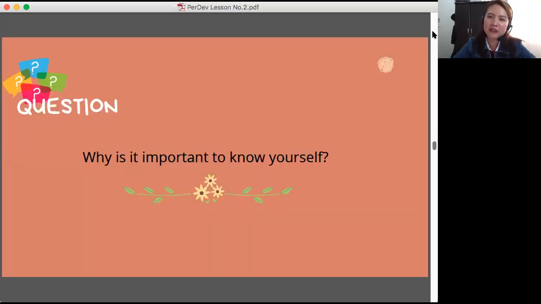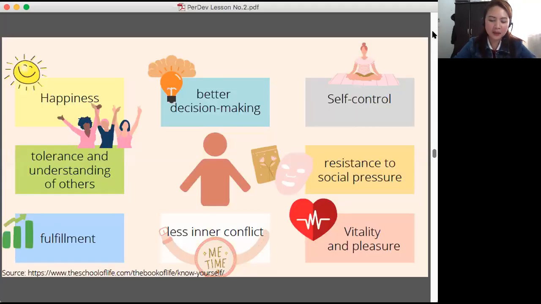So, why is it important to know yourself? There are a lot of benefits of having self-knowledge. So one is happiness. You will be happier when you can express who you are. Expressing your desires, moreover, will make it more likely that you get what you want because you can express yourself.